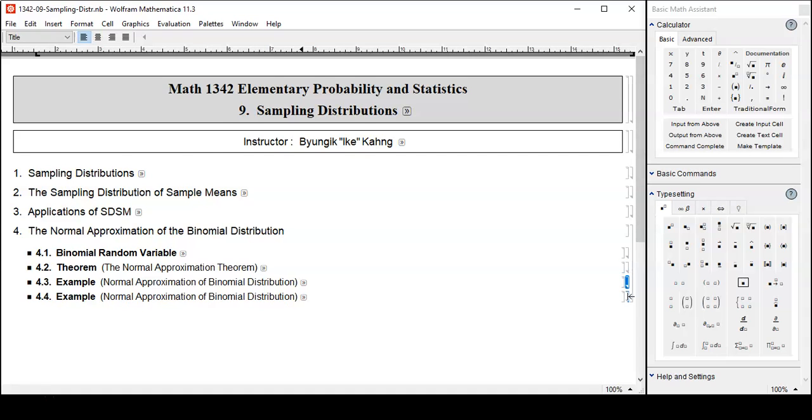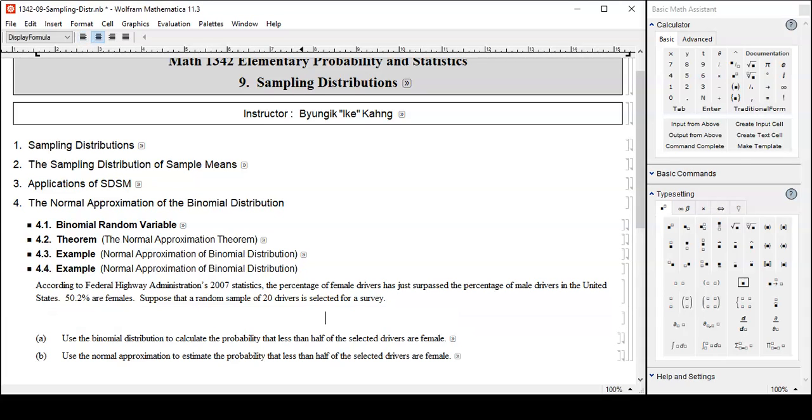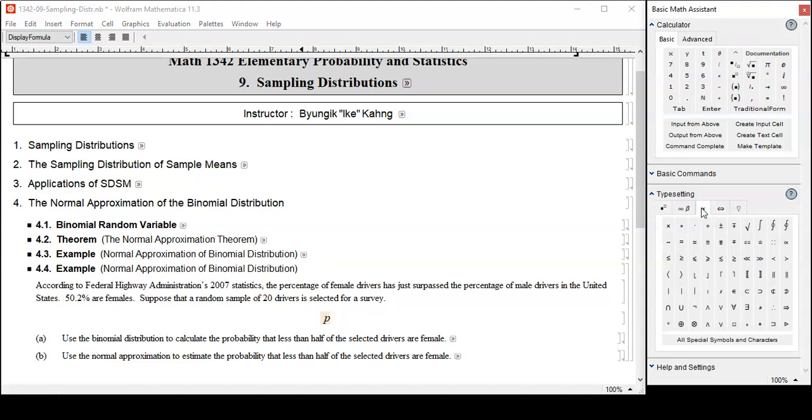Now let's go to the next problem. This time, things will not be very good. According to the Federal Highway Administration's 2007 statistics, the percentage of female drivers is 50.2%. So, in a binomial trial, or even before that in a Bernoulli trial, the probability for success is 0.502, the proportion of female drivers. And then the number of repetitions, n equals 20.